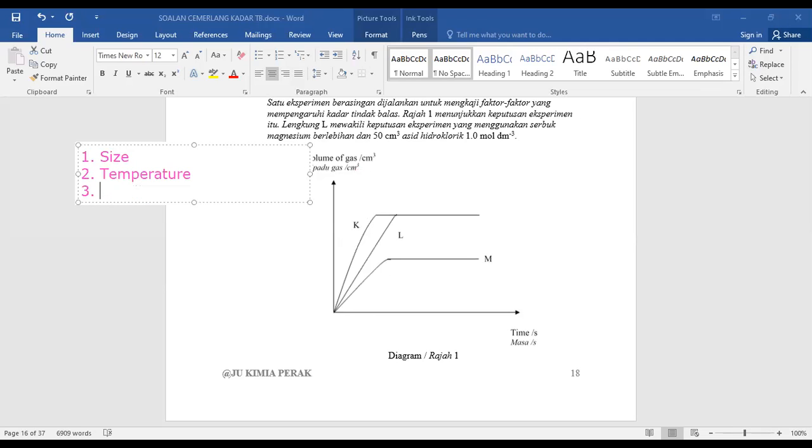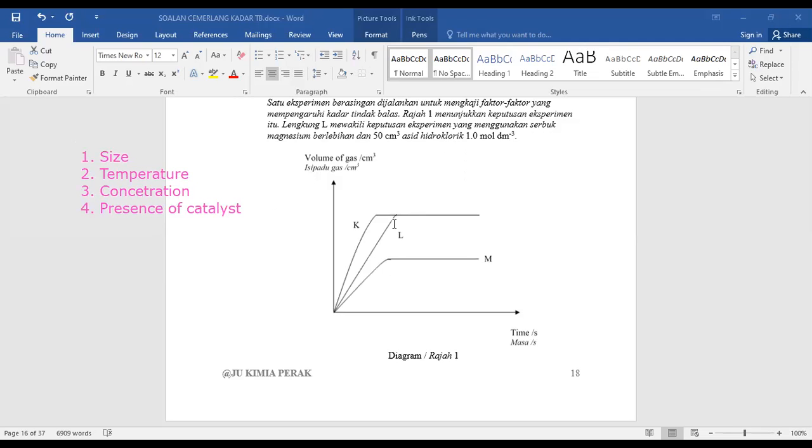Number three will be the concentration. And number four will be the catalyst, the presence of catalyst. In this case, we are not talking about the pressure because of what? Because we are not using a gas.